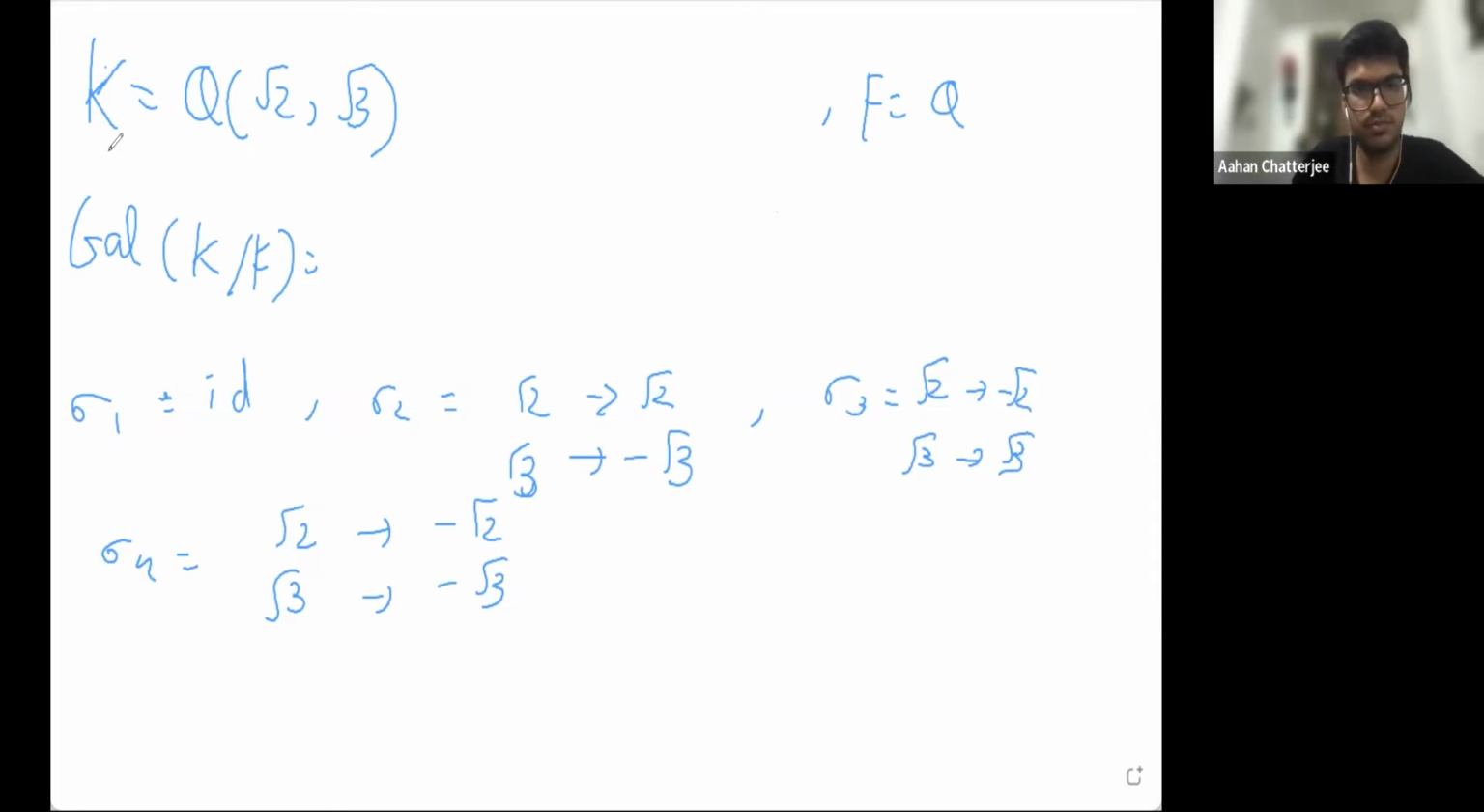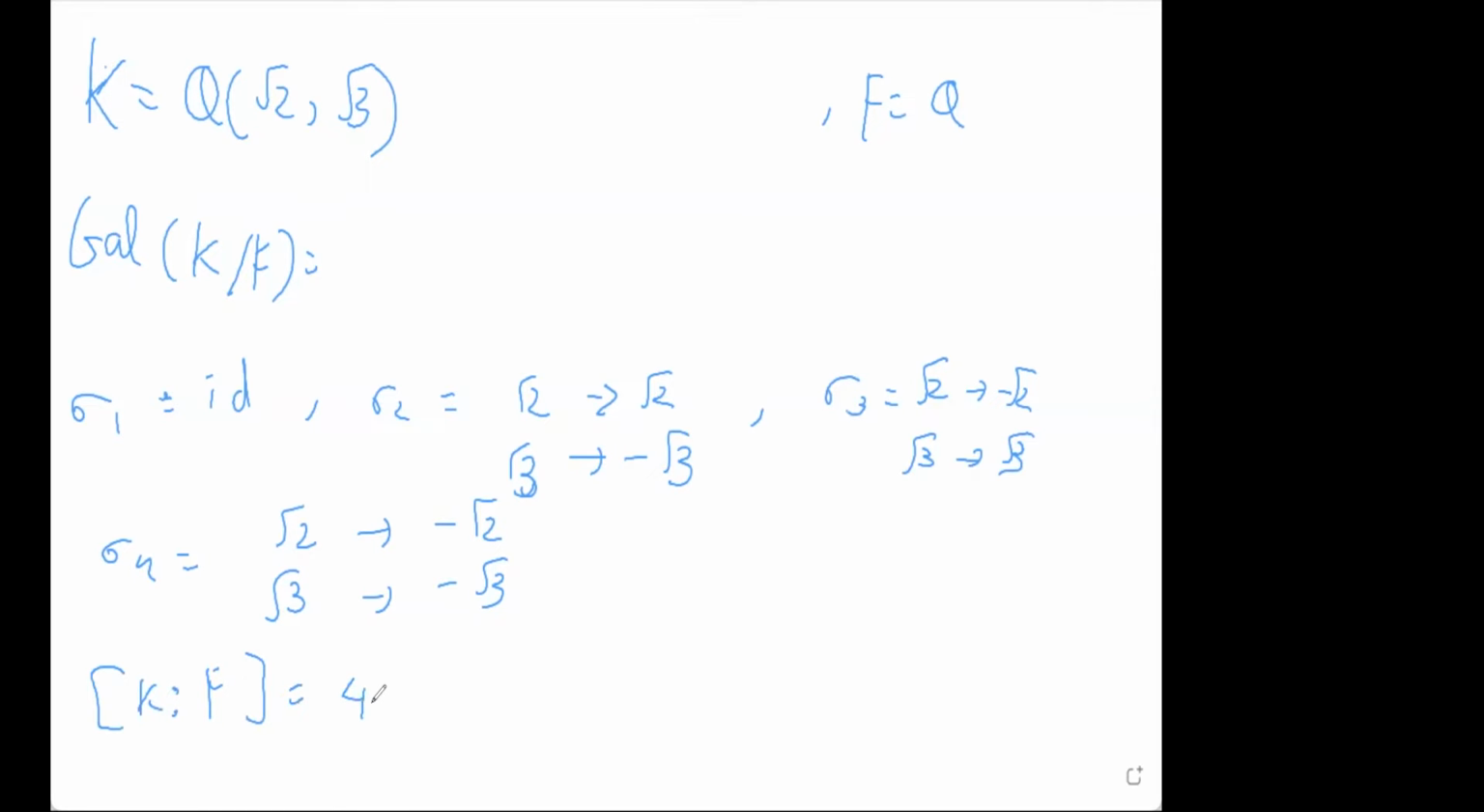Okay. So basically, you can just check since this is a Galois group. First you have to see that K over F is Galois. So why is that true? Because first let's look at K over F. The degree of K over F, by the tower law, we see is 4.